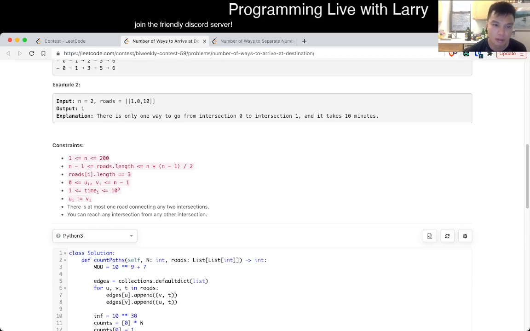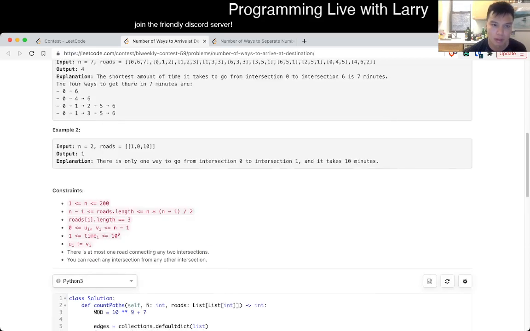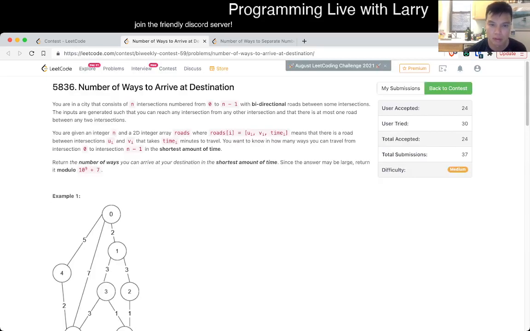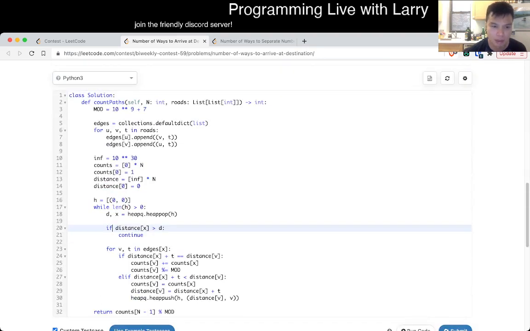Oh, I got this code in like 10 minutes and then I'm stuck for like half an hour not knowing what's going on.